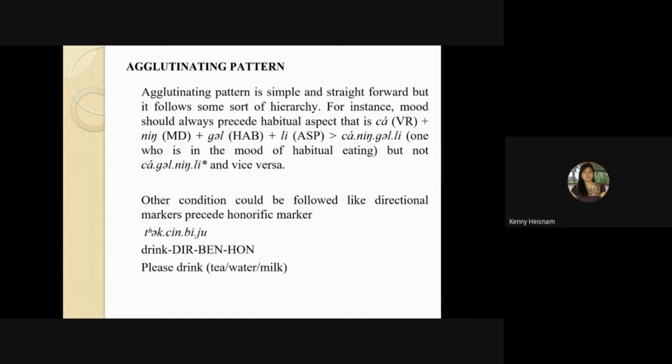For instance, mood should always precede the habitual aspect marker. For example, a word like Chaninggali is fine, but we cannot say Chaganingli. It is not acceptable in our language. So mood should always come before the habitual marker.